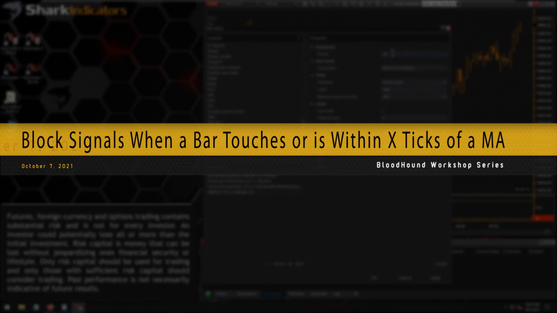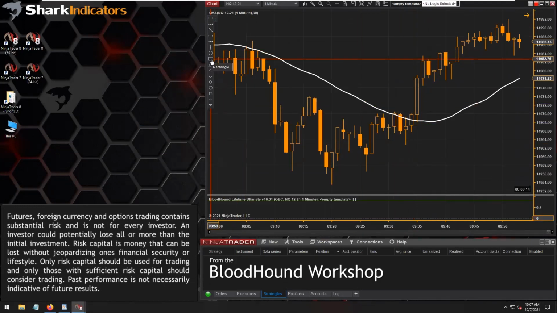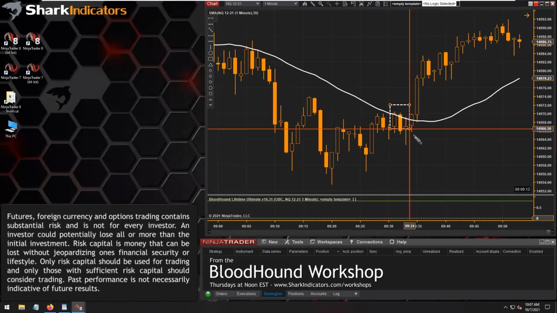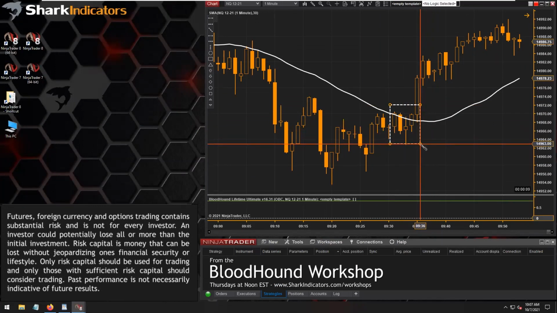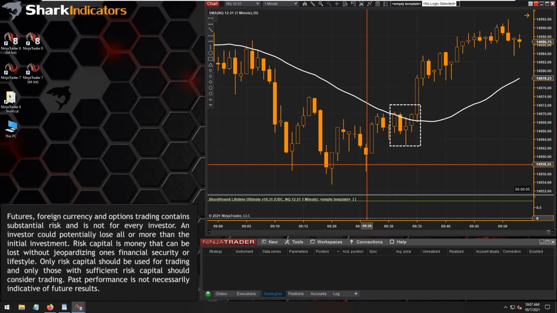All right, so let's see. I got an SMA 30 here. All right, so pretty simple. Whenever price is touching a bar, will block signals.